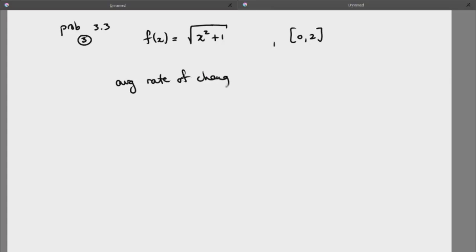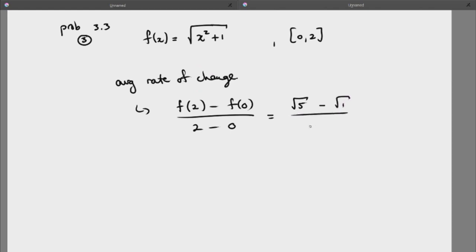So average, now it's not a distance function, so we then call it in general average rate of change. If it's a distance or position, then we'll call it speed or velocity and those things. But in general, I don't know where this function comes from. I'm just practicing the calculation. So that will be the change in my function over the change in the x values. So then I plug in 2. I get root 5 minus root 1 over 2 minus 0 to show all the detail.